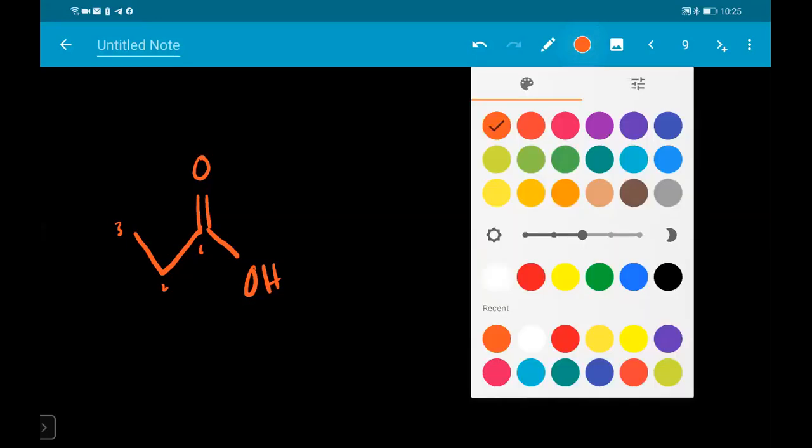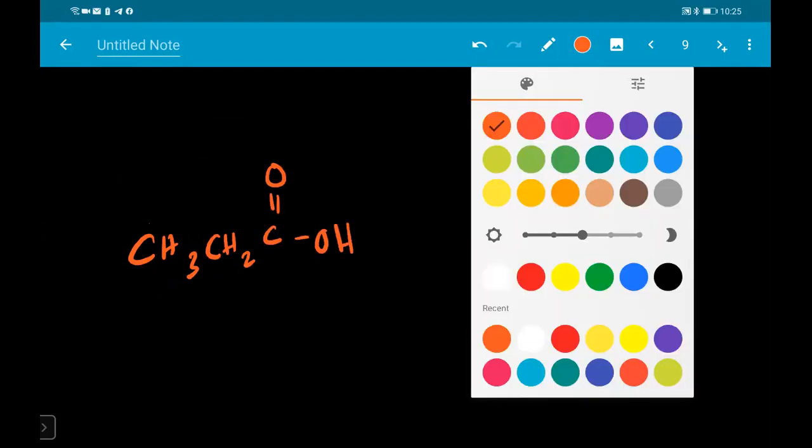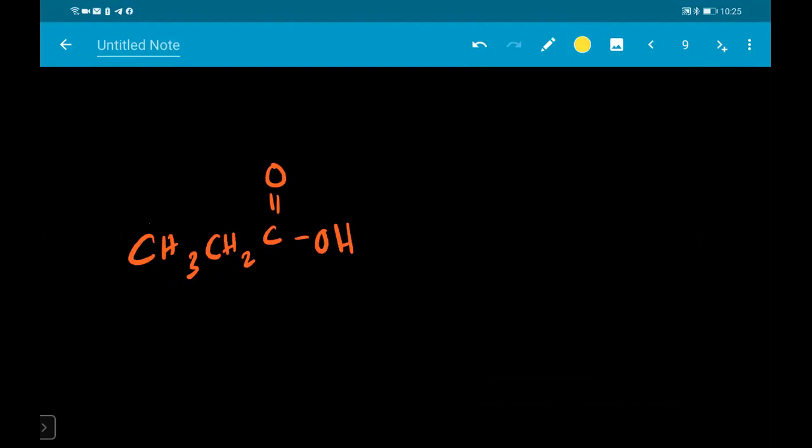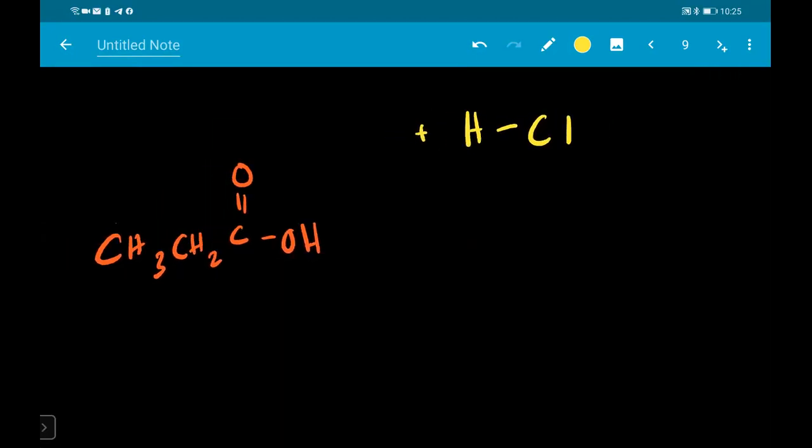So, I'm going to react this. Saya nak lukis secara lain lah. CH3, CH2, C double bond O, OH. Right. Katakanlah saya nak react dengan satu tindak balas which is HCl. Alright. Is this a nucleophilic substitution reaction?